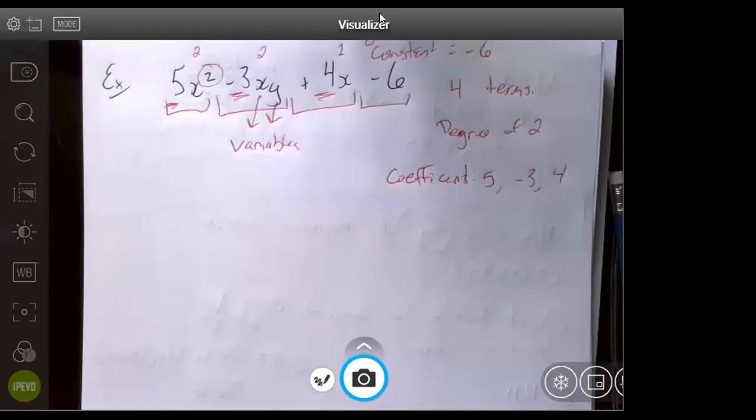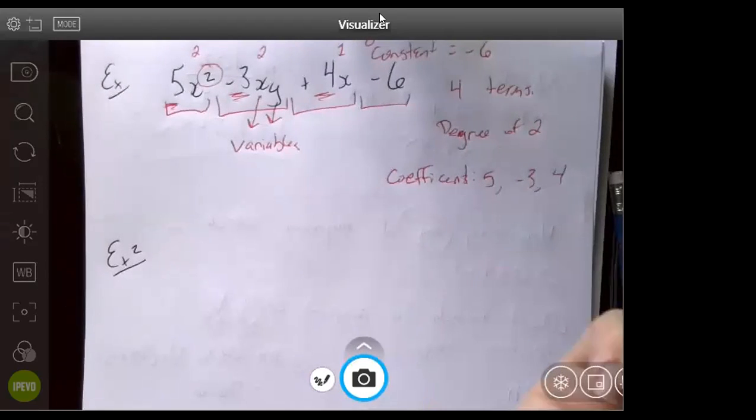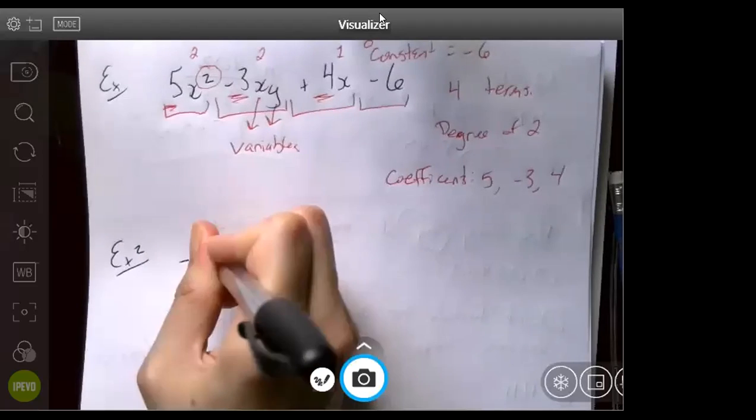The next thing I want to go over is just how to rearrange different polynomials.